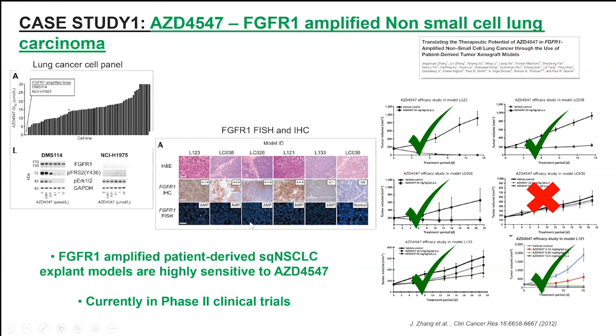And if you look at the right-hand side, you can see the tumour growth inhibition curves for those models that were treated with 4547, and varying levels of efficacy was observed, from 60% tumour growth inhibition through to regressions on those models that had amplified FGFR1. And the model, which was the LCO36, which wasn't amplified, no efficacy was observed. So amplified FGFR1 models were highly sensitive to 4547, and this data helped move the compound forward into clinical trials in lung cancer, and it's still currently in phase 2 clinical trials.